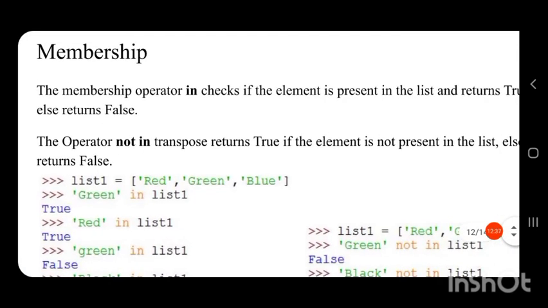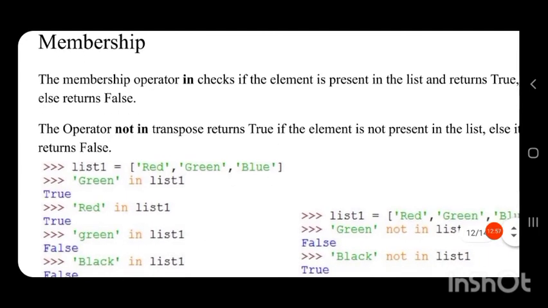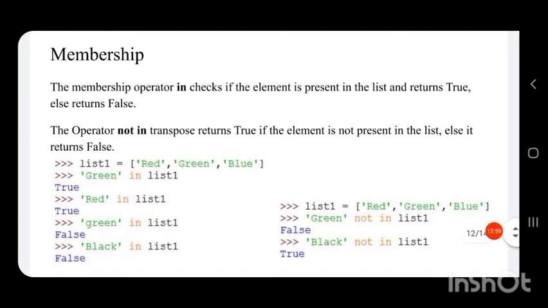And the operator not in checks whether a particular element is not in the list. So if an element is not in the list, then it returns true. And if an element is present in the list, the not in operator will return false. So let us see the examples.